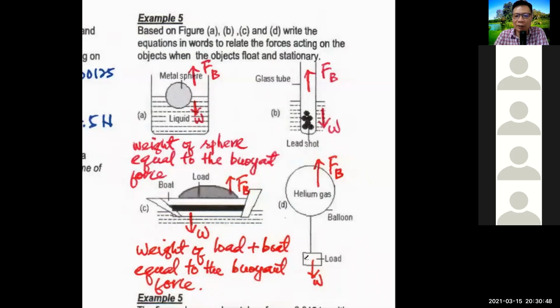Okay. The weight of the load and the balloon and the helium gas, because the balloon itself got weight, and then the helium gas also got weight, a little bit, you know. Even though helium gas is very, very light, it still got a little bit of weight. So the weight of helium gas, balloons, and the loads, three things together, equal to the buoyant force, okay? So remember now, the weight of the helium gas and the weight of the balloons and the weight of the load equal to the buoyant force.